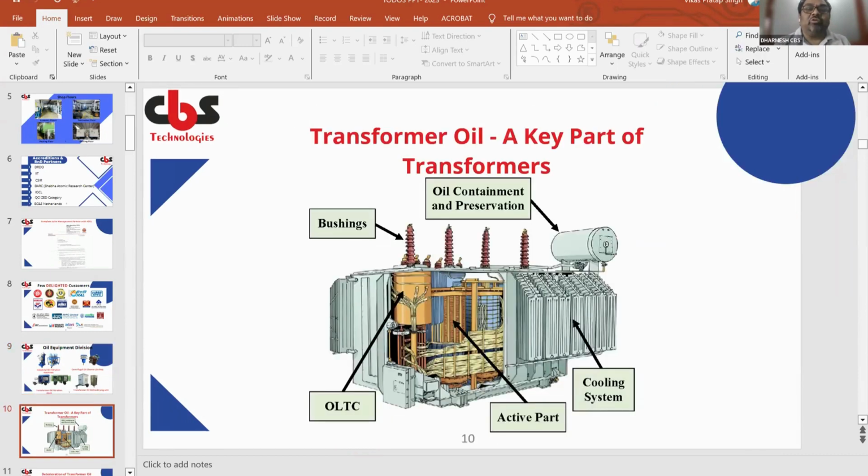How this transformer works is what we are narrating here. Experts are there, they will guide us. Please, sir, help us if we are saying something wrong. This is how the transformer looks: bushings, OLTC component, OLTC active part, and the cooling system. Next.